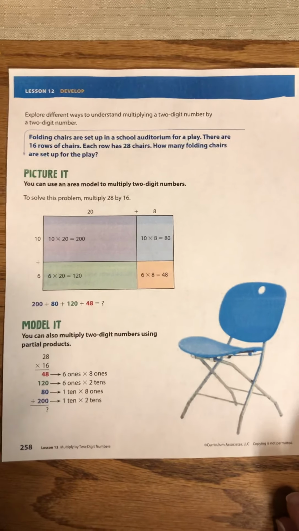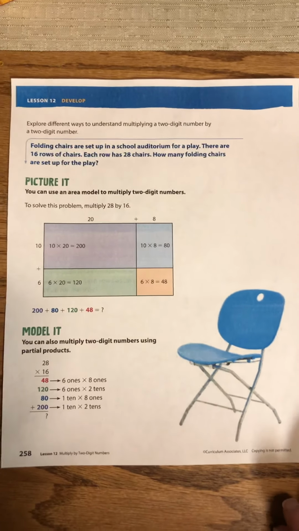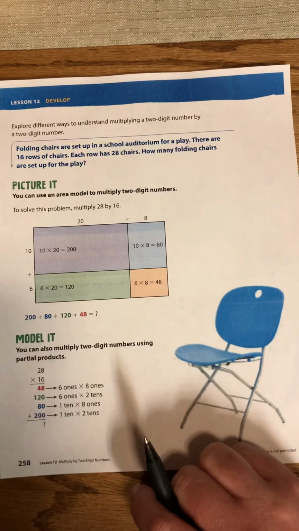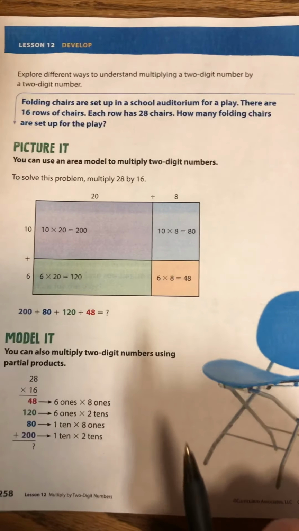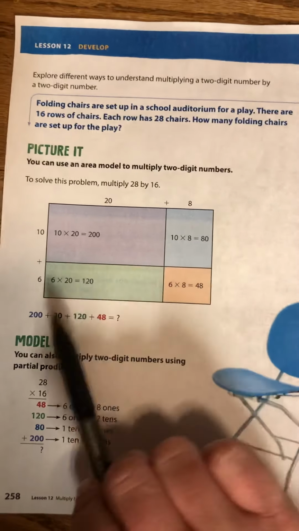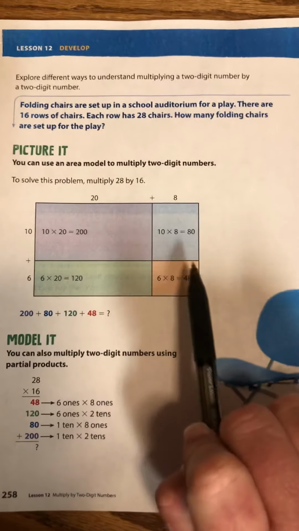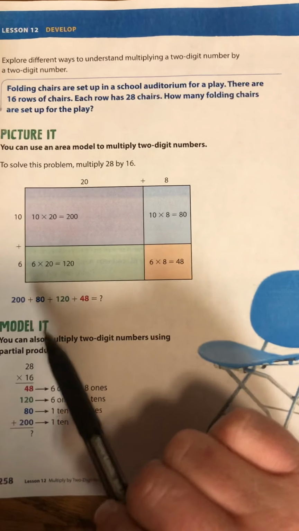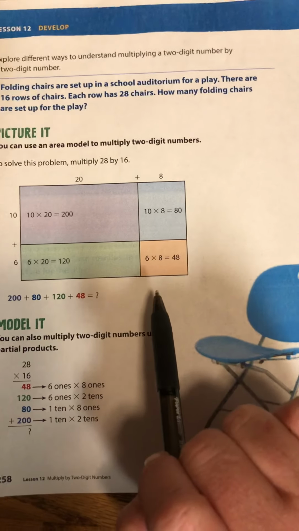Hey boys and girls, I'm coming back to you with lesson 12 and I'm showing you a page out of the Ready book because I realized that in our last video I really only wanted to show you the area model, which is like this for 2-digit times 2-digit multiplying, and then I also wanted to show you the traditional way of multiplying. But now I want to show you another way.